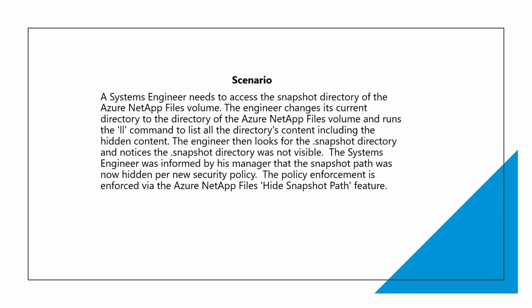Consider this scenario. A systems engineer needs to access the snapshot directory of the Azure NetApp Files volume. The engineer changes their current directory to the directory of the Azure NetApp Files volume and runs the ll command to list all the directory's content including the hidden content. The engineer then looks for the .snapshot directory and notices the .snapshot directory is not visible.